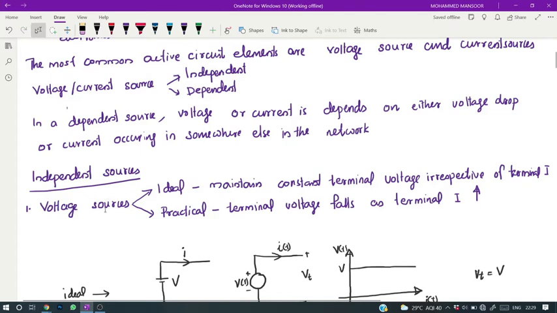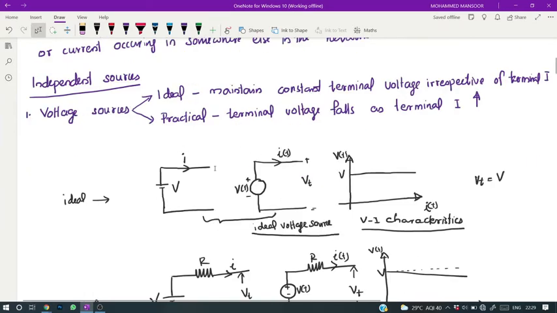These voltage sources may be of two kinds, ideal voltage source or practical voltage source. What is an ideal voltage source? It can be represented in this way. In the case of an ideal voltage source, it maintains constant terminal voltage irrespective of the terminal current. Here the voltage source value is V and the terminal current is I. So the voltage across these two terminals, represented by Vt with this polarity, does not depend on I of t.